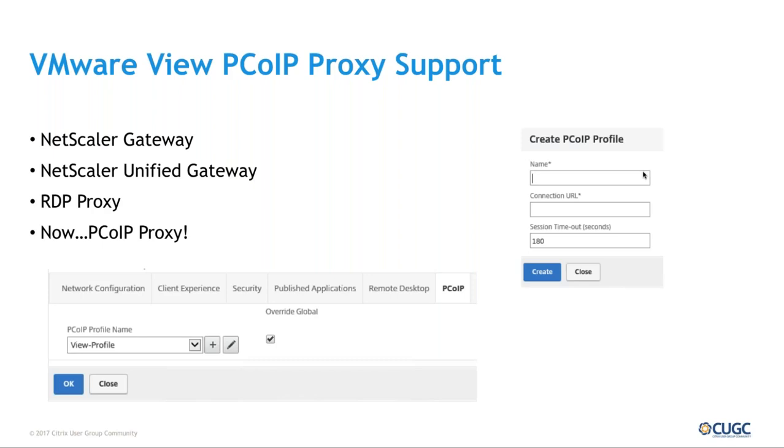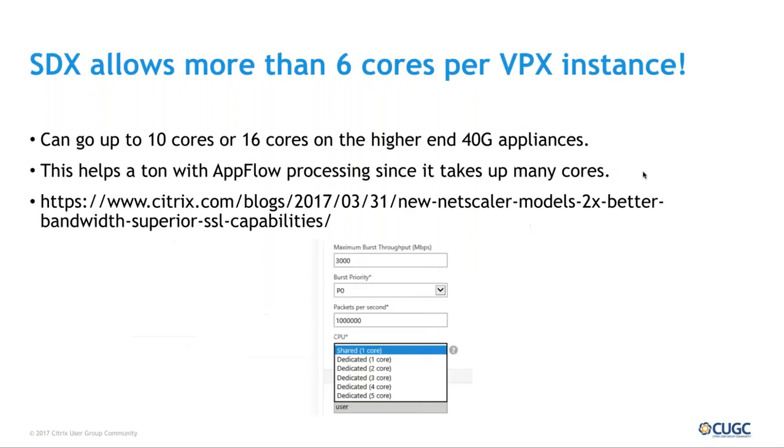Now the team has introduced what's called PCoIP proxy, which is used for VMware View. So if you are running a View environment or you're running View plus XenDesktop, which I know some people are, you can now use that NetScaler again as that aggregation point for every type of access into your environment. It's a simple little tab now in your session profiles under PCoIP. You create the profile there. On the right-hand side, you can see the connection URL and the session timeout and create it in there. Next.